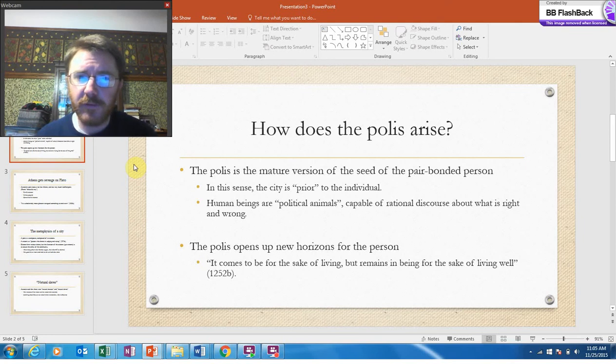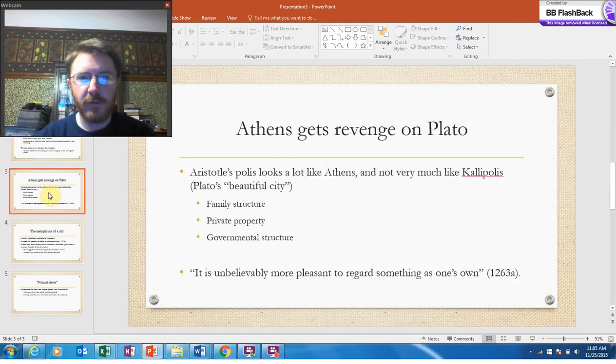The polis, once it is established, allows tons of new possibilities for the person. It comes to be out of this, similar to what Plato says, desire to provide for people's needs. So it comes to be for the sake of living, but it remains in being for the sake of living well. Okay? So it opens up the possibilities for living.